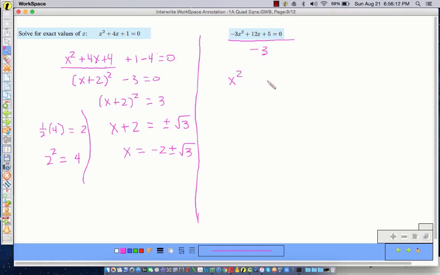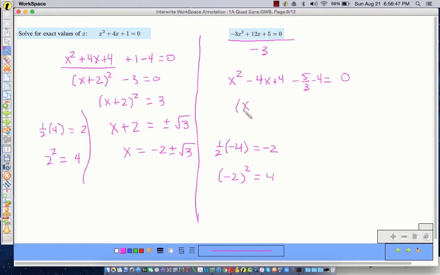And so then I have x squared, and 12 divided by -3 is -4. I'm going to leave a space here. 5 divided by -3 is -5/3, and 0 divided by -3 is 0. So half of -4 is -2, and I square -2 and I get 4. So again, I'm going to add 4 to both sides, and to compensate, I'm going to subtract 4 from this side.